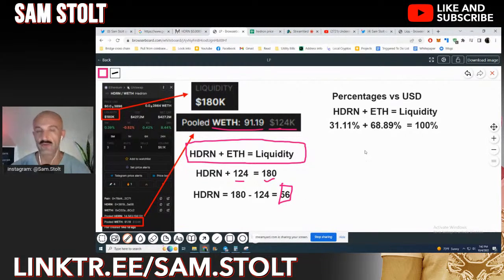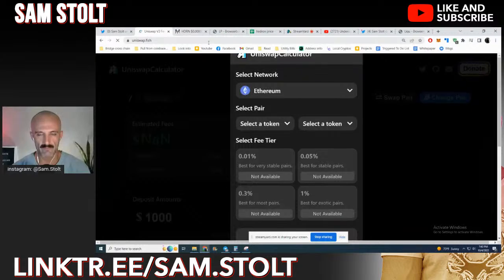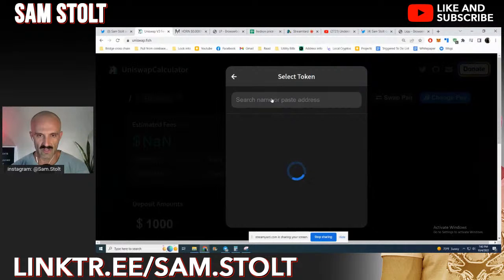So let's do the ratio of those two things. That means 31% of that pile of blueness, that distribution curve, that histogram, whatever you want to call it, was Hedron. And 70% of that was Ethereum. Let me see if I can pull that up again real quick, so that people can actually visualize what this is.